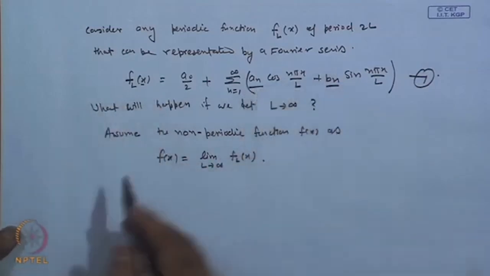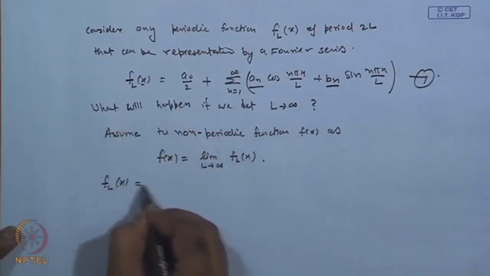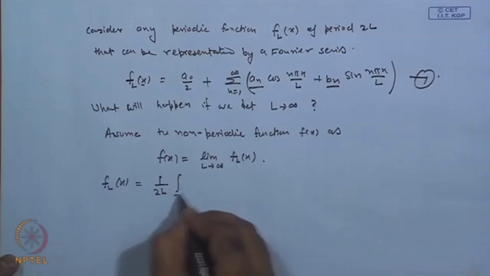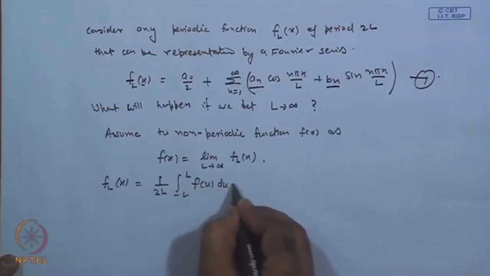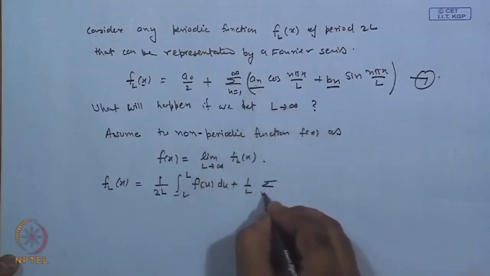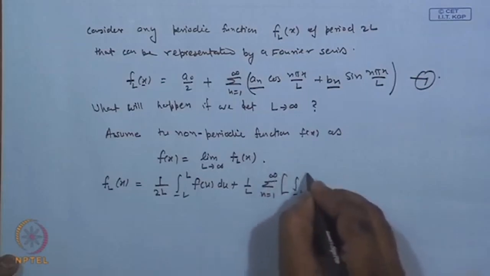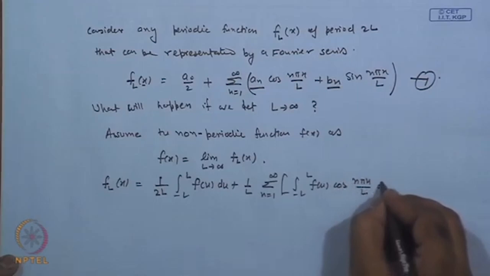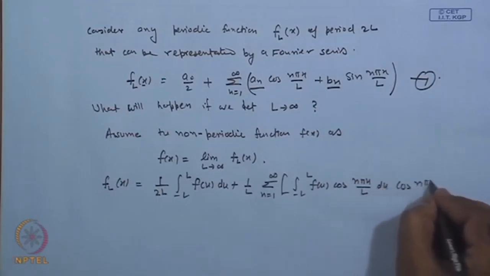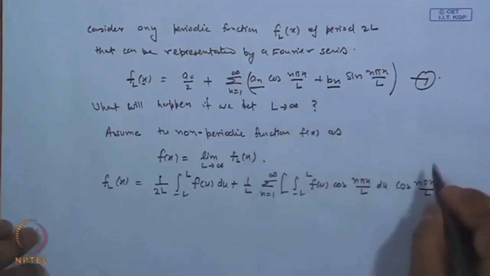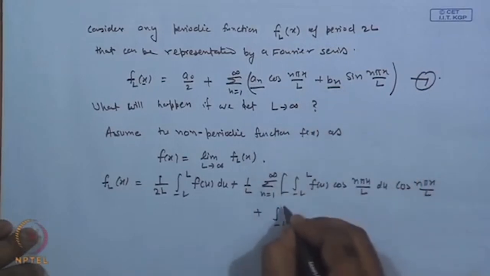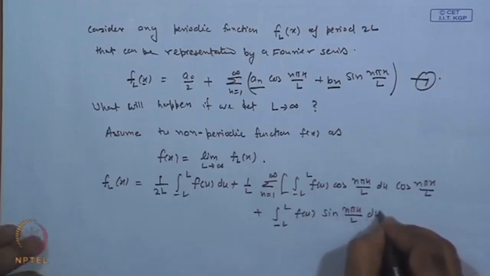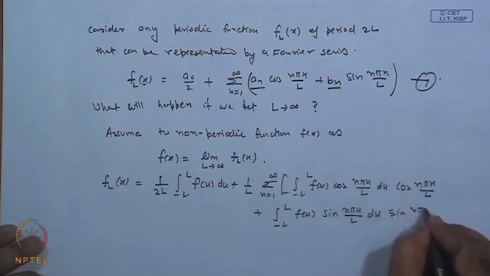First let us substitute this a_n and b_n into the function. So what we have is that this f_L(x) is a_0, so 1 over 2L, the integral from minus L to L of f(u) du. Here for a_n, 1 over L I take out of this summation, and we have the integral from minus L to L of f(u) cos(n pi u over L) du, and then we have this cos(n pi x over L), and plus the other term, the integral from minus L to L of f(u) sin(n pi u over L) du, and then the sin(n pi x over L).